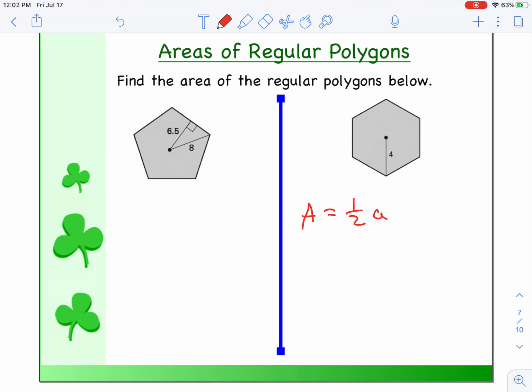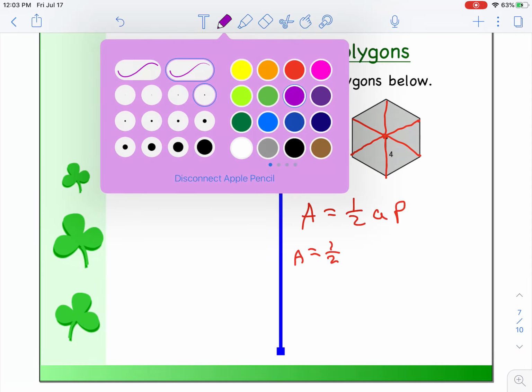So let's move on. Here we're finding the area of the regular polygons. I'm going to start with the tougher one, so I'm going to do this one over here. Area equals 1/2 the apothem times the perimeter. Now you might think you have the apothem there, but you don't. That's actually the side of one of those triangles inside. So you do not have the apothem, nor do you have the perimeter. You really don't have any of the information that you need.